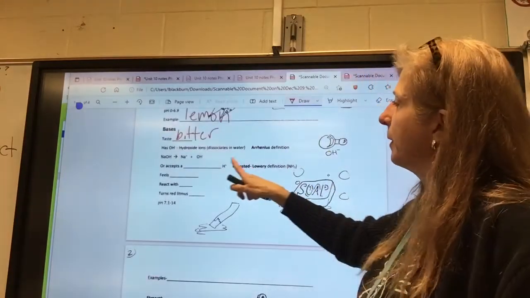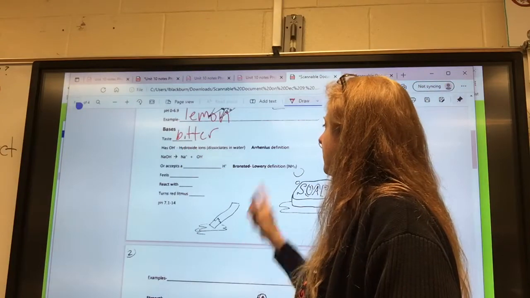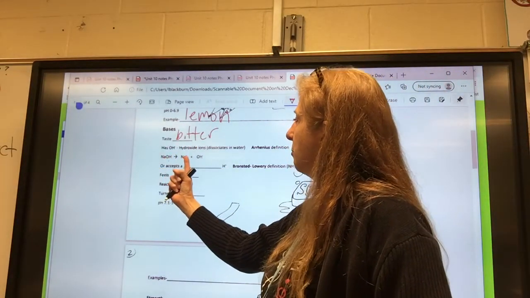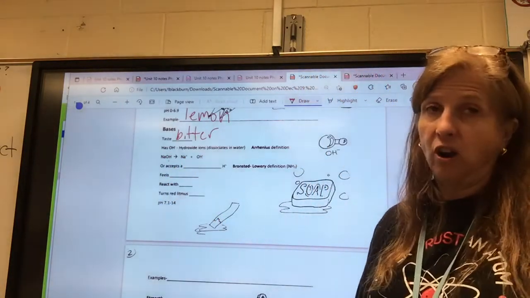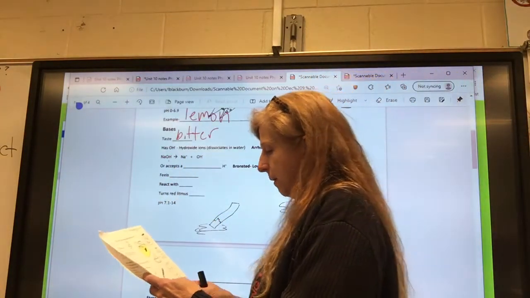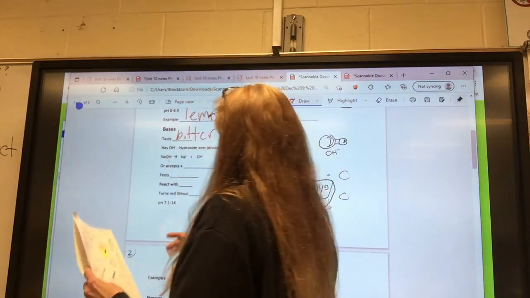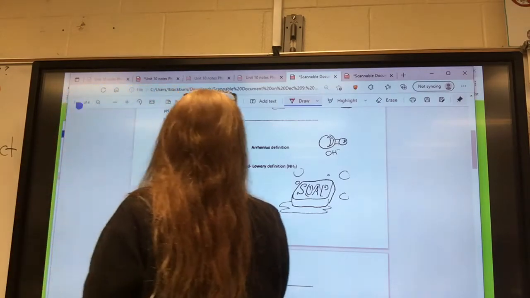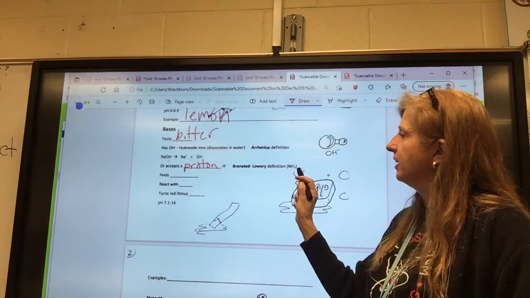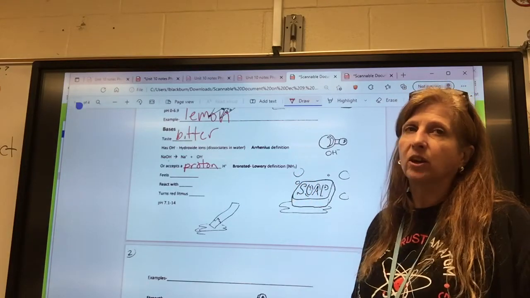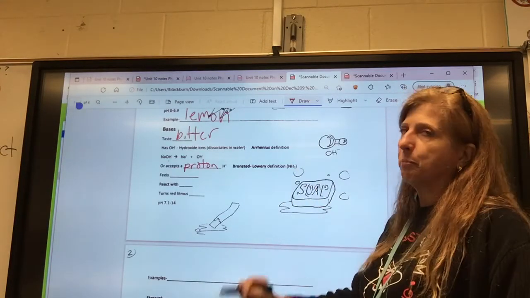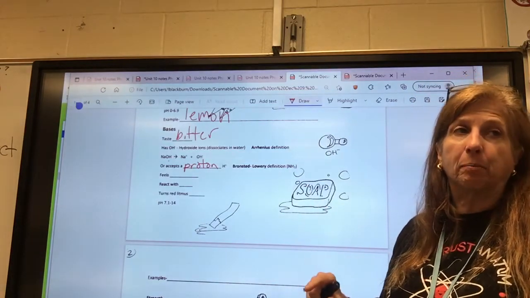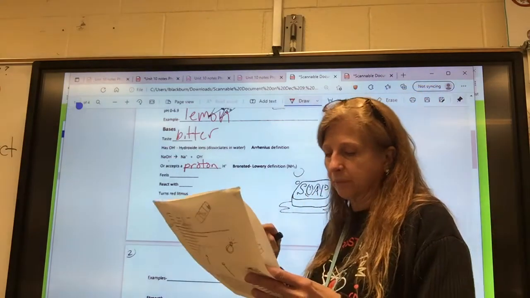Okay, so what makes something a base is that it has hydroxide ions. That's the Arrhenius definition. So here we have sodium hydroxide, a base, and it breaks into sodium and hydroxide in water, so it's a base. You can also say it accepts a proton. That's the Bronsted-Lowry definition, because ammonia is also a base, and it has that unshared pair on the nitrogen where it can accept a proton and become NH4.